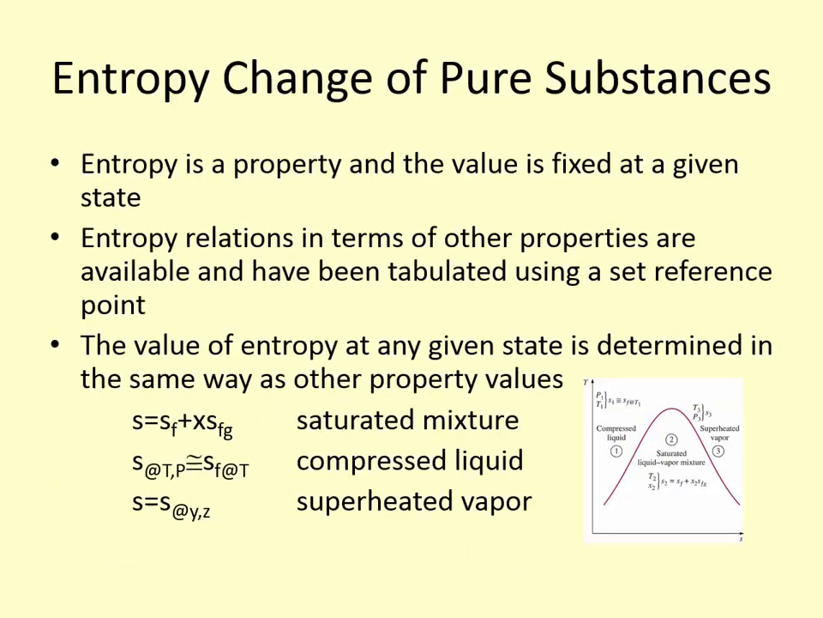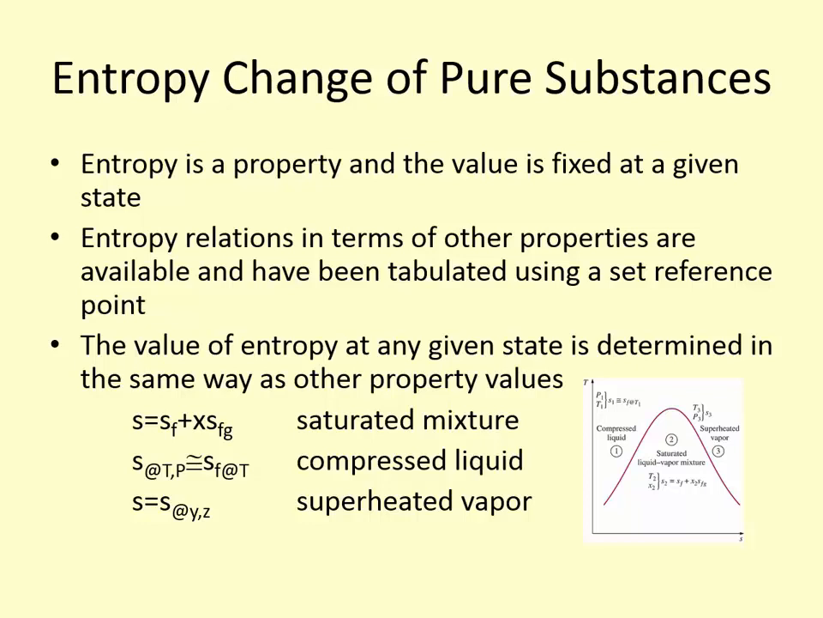Entropy is a property, so we can use the property tables to look it up, and we do have some entropy relations in terms of other property values. They're somewhat complicated relations, and they're not convenient to calculate over and over and over. So we have the tabulated values at our fingertips, and again, we treat them just like we would enthalpy or specific volume or internal energy, in that we calculate quality to find out the actual entropy of a saturated mixture.